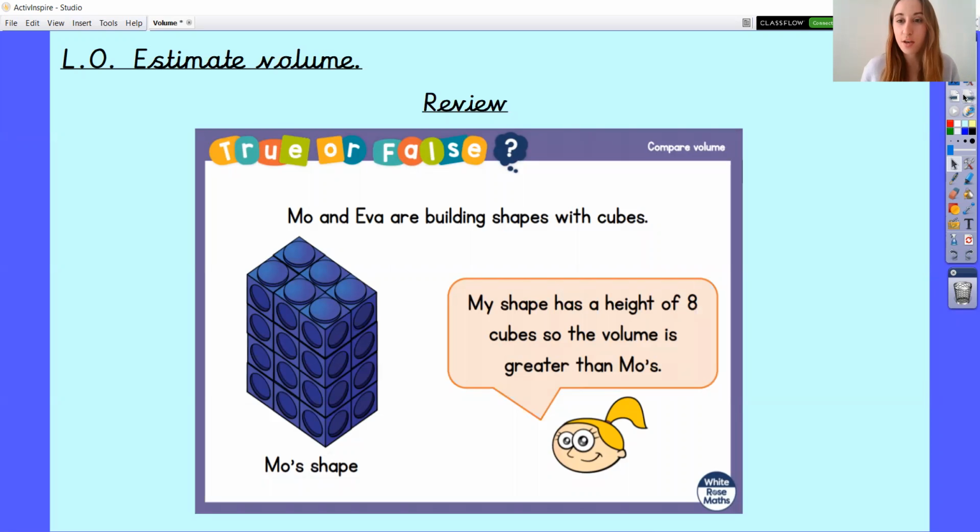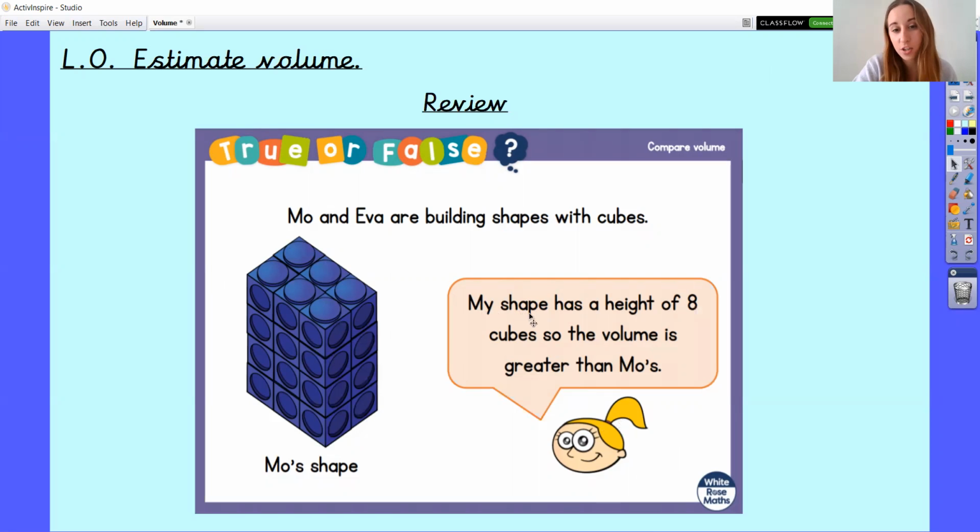Okay, so for our review part of our lesson today, I've got a true or false question for you. So you need to do a bit of thinking about this one. Mo and Eva are building shapes with cubes. Here's Mo's shape. These are the cubes Mo's used. Very nice. And Eva, we can't see Eva's shape, but she's talking to us about it.